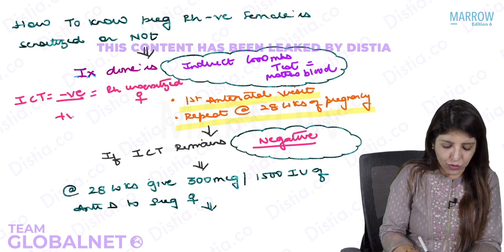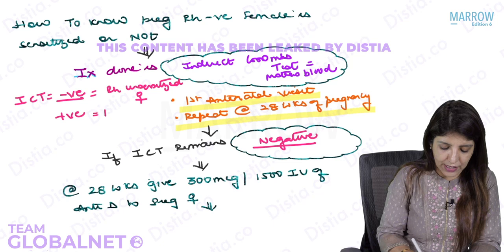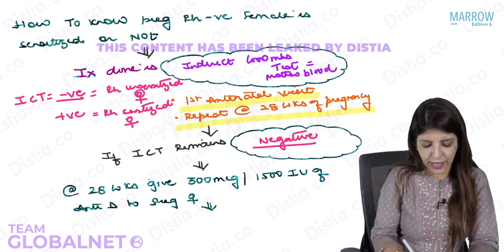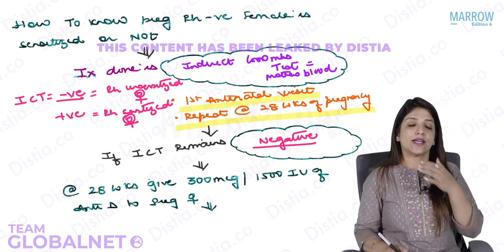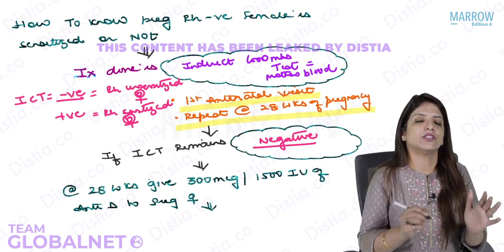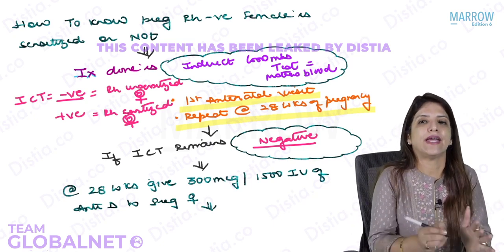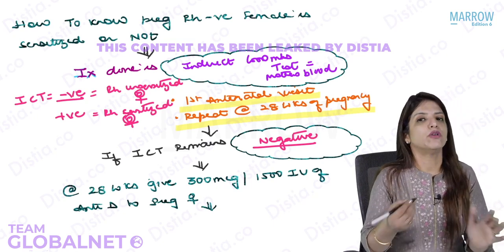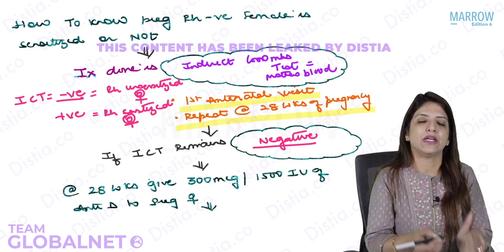And indirect Coombs test positive means she is Rh sensitized female. What do you understand by Rh sensitized female and Rh unsensitized? Rh unsensitized means that the mother's immune system has not yet been stimulated. Rh sensitized means her immune system has already been stimulated.